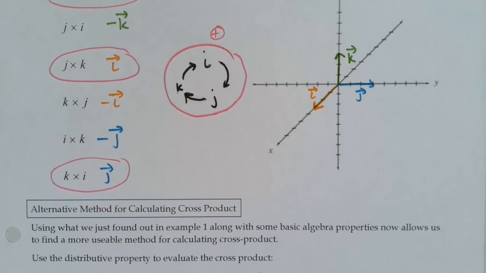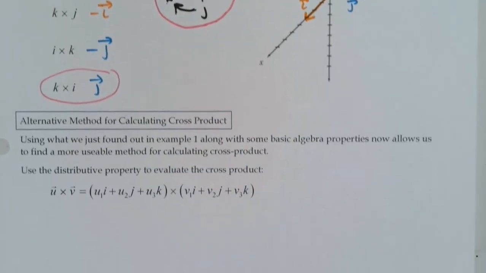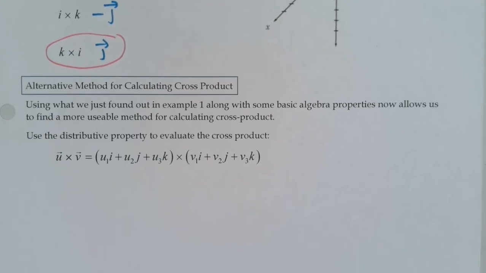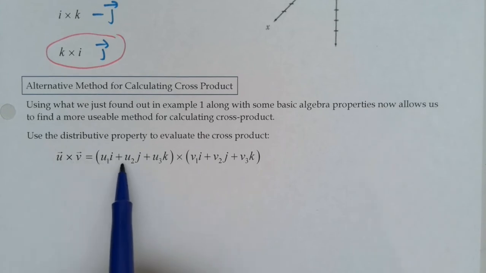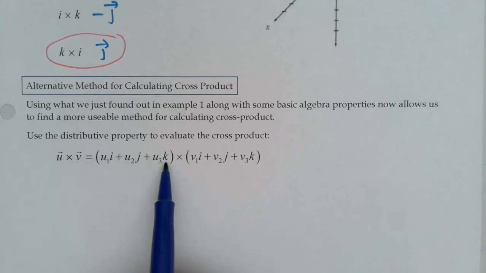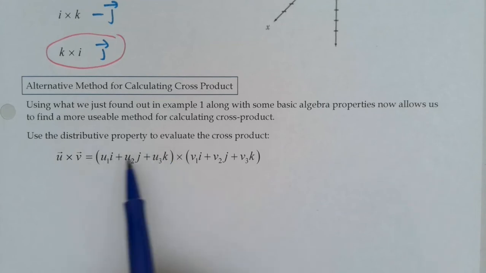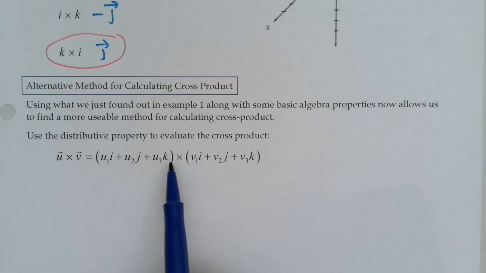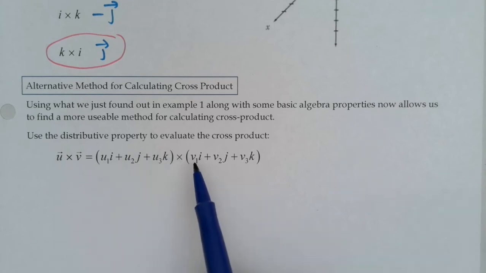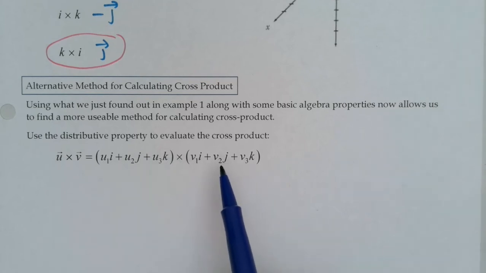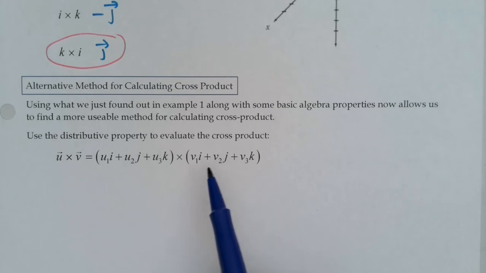Putting together what we've found so far about parallel vectors and the ijk phenomenon, we can try to figure out how to find a cross product in another method. So let's suppose we have a vector u that is u1i plus u2j plus u3k. In other words, it's just three numbers multiplied by their respective component vectors, right? I, j, k. And then same thing with v1i plus v2j plus v3k, right?